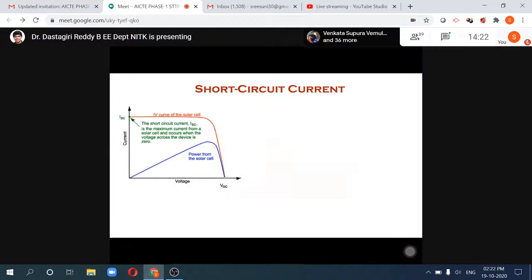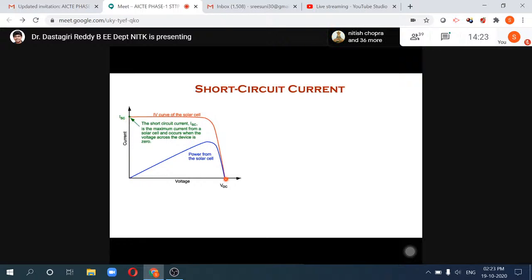So then what is short circuit current? That is very simple. It is quite straightforward. I don't need to explain too much about short circuit current. It will be the maximum current when you directly short circuit the PN junction. This will be the current, and this will be the open circuit voltage.